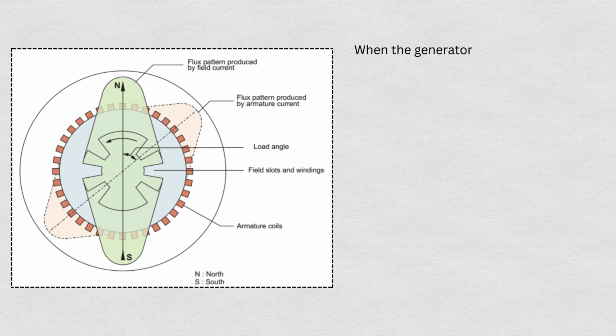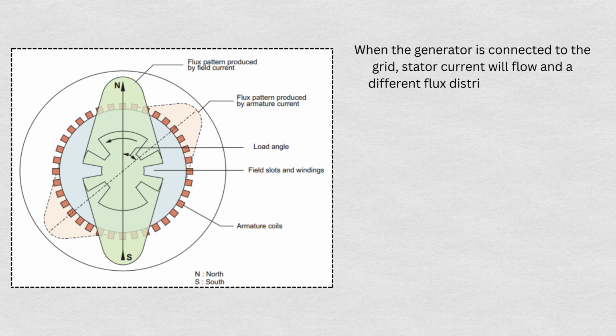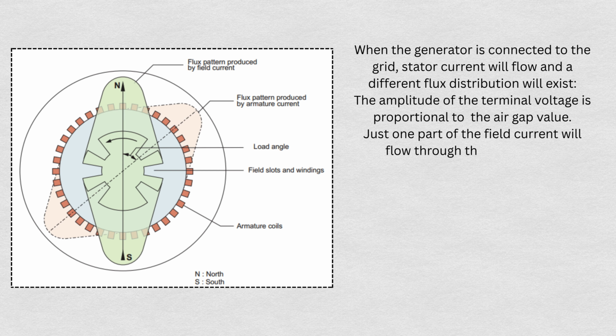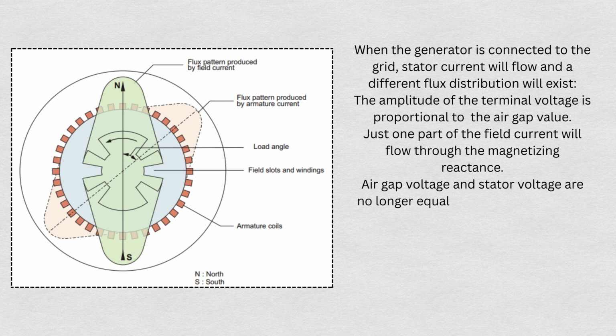When the generator is connected to the grid, stator current will flow and a different flux distribution will exist. The amplitude of the terminal voltage is proportional to the air gap value. Just one part of the field current will flow through the magnetizing reactance. Air gap voltage and stator voltage are no longer equal because of the voltage drop. In conclusion, in on-load condition the stator voltage is a function of speed, excitation current and load connected to the stator terminals. Explanation of armature reaction, need for change in field current.